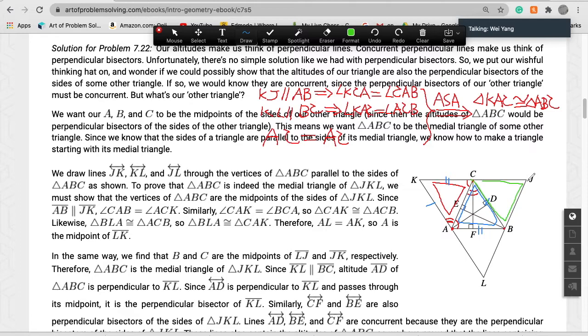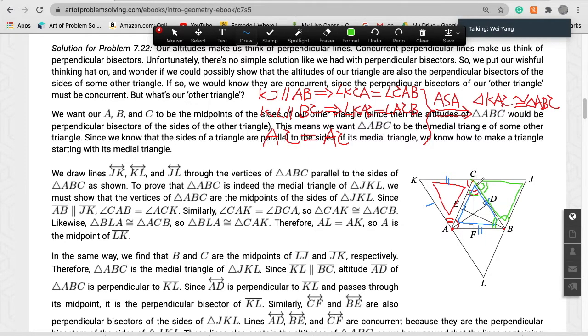BCJ. See, same reason: when you draw the line LJ parallel with AC, you will get this angle equals this angle. These are also alternate interior angles, right? Then you have AB parallel with KJ. Then you have this angle equals this angle.